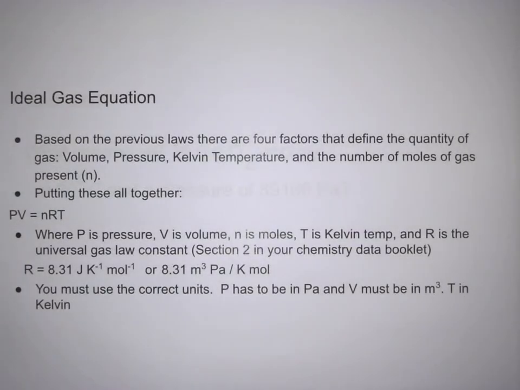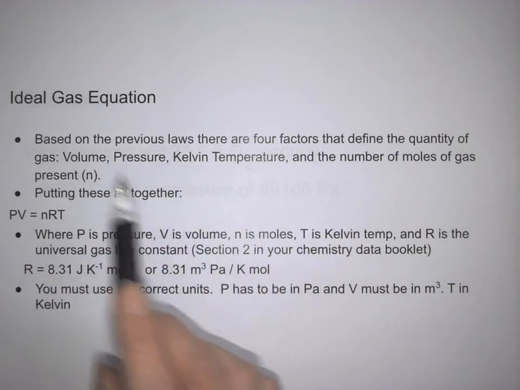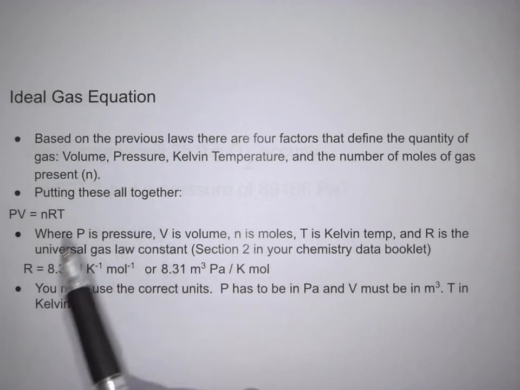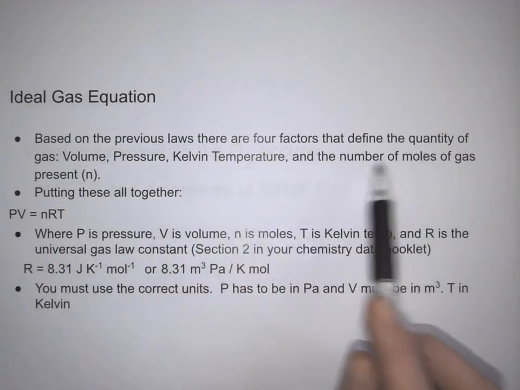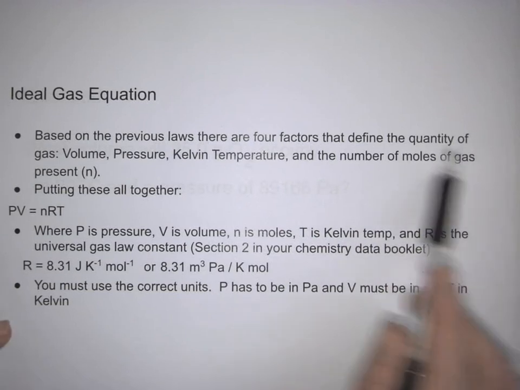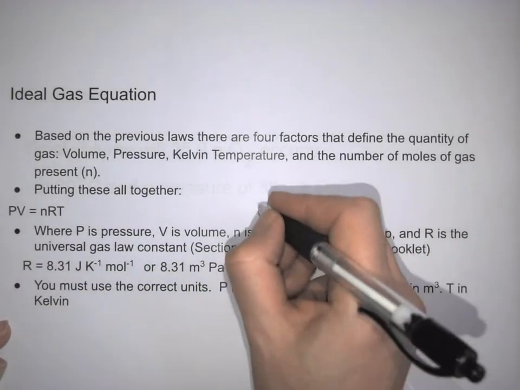Now we're going to put that together with the combined gas law, and that will give us the ideal gas equation. I will just state what it is and how we can use it. Based on the previous laws, we have different factors: volume, pressure, and Kelvin. That was Gay-Lussac, Charles, and the other one. And also we have now applied Avogadro's law. If we merge these 4 together, this is the equation that we will have.